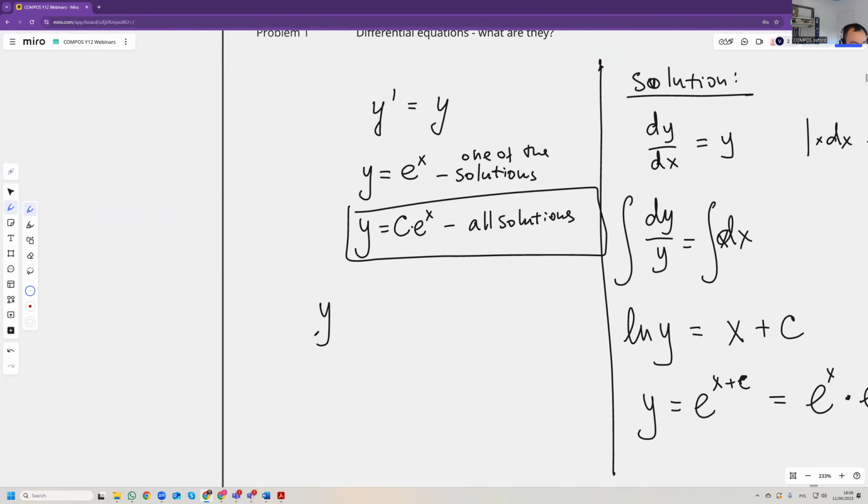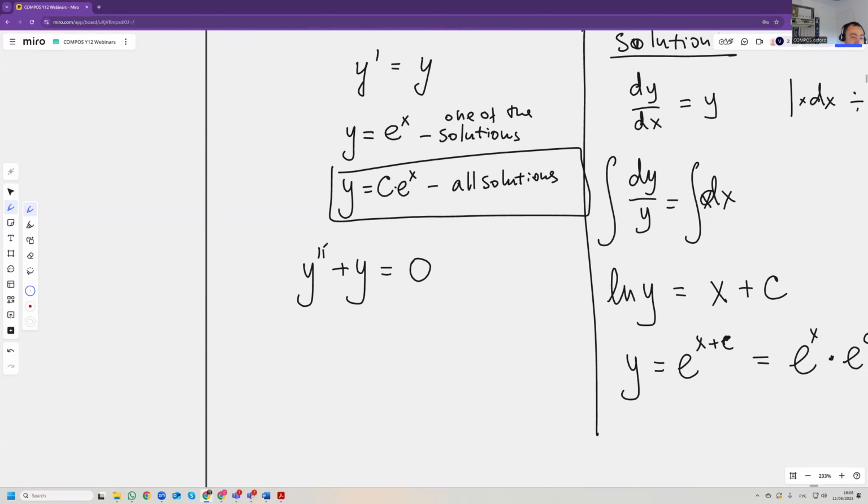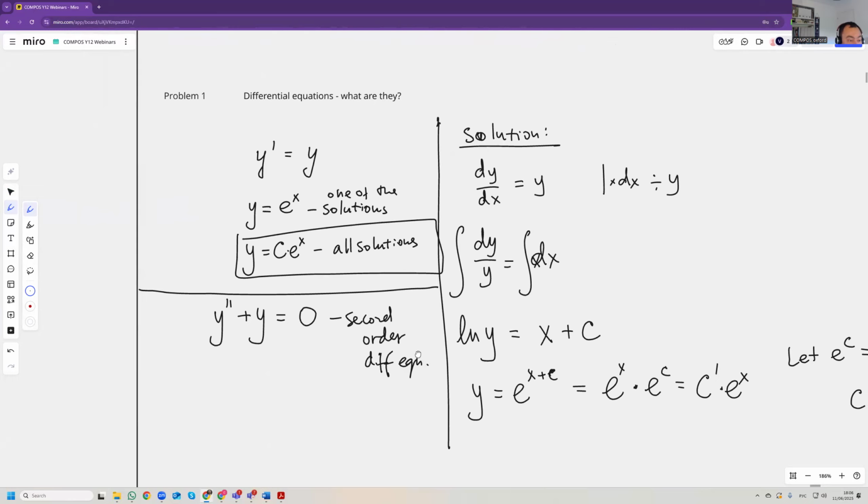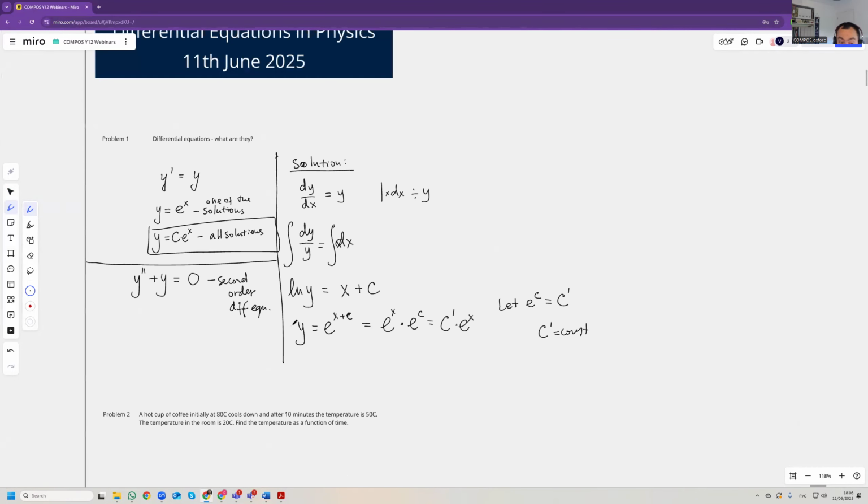For example, the second derivative of y plus y equals 0. This is what we call a second order differential equation because it has the second derivative. We'll be looking at this equation further on. I hope you have an understanding of what differential equations are and what we're trying to do.